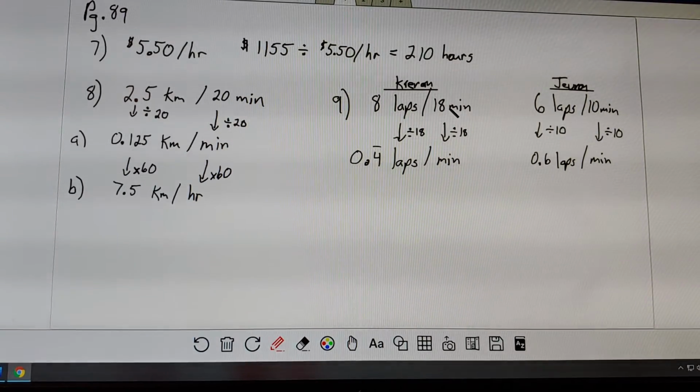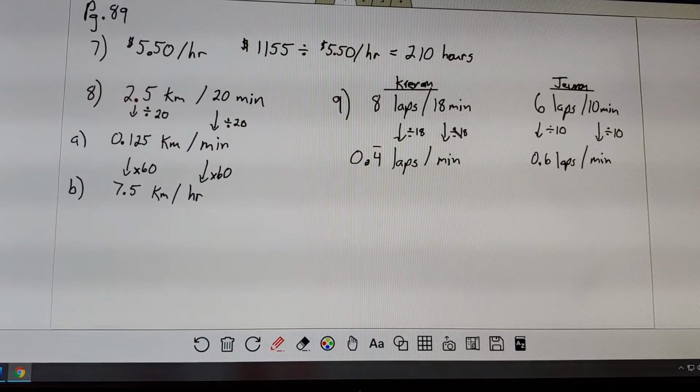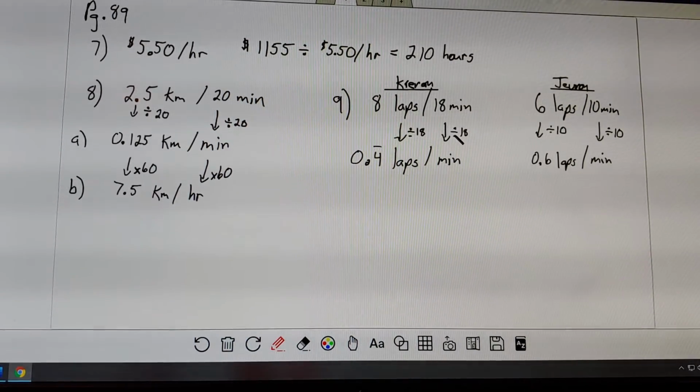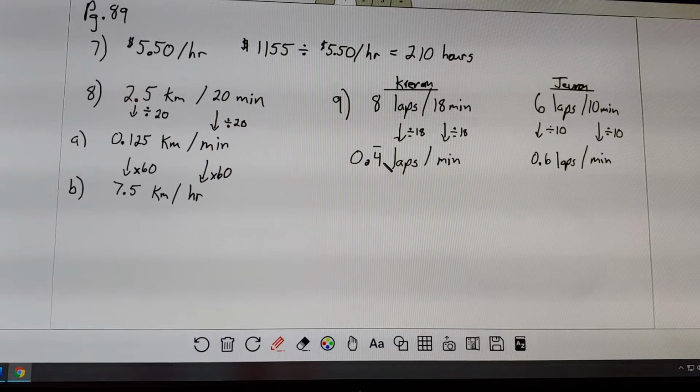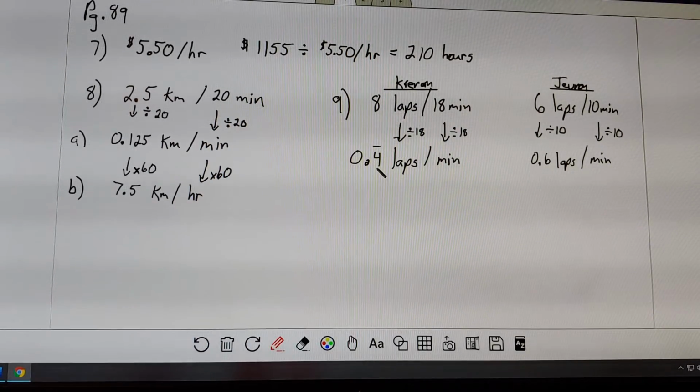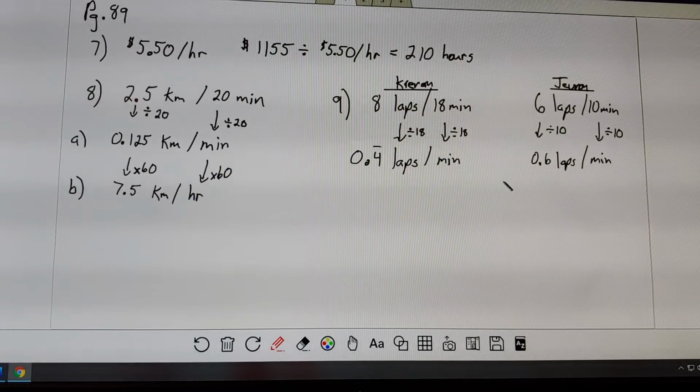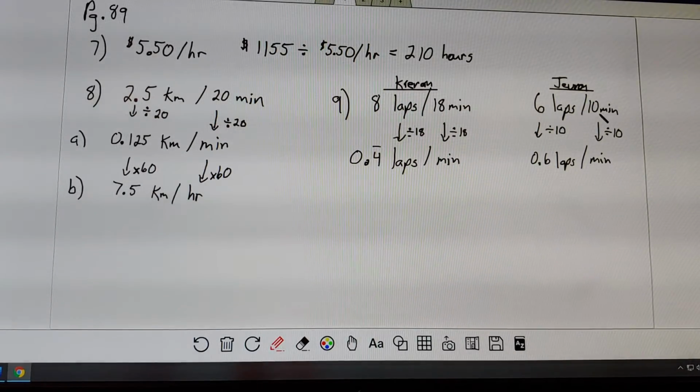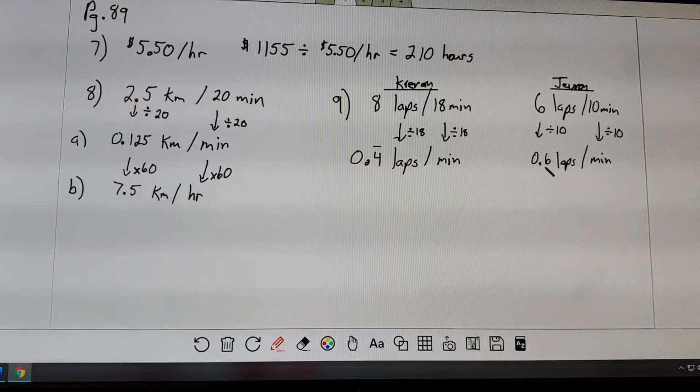Okay, so again, same idea. We know that we have 18 minutes. What do we do to get down to 1 minute? Well, divide by 18, do the same to our laps, and it would spit out 0.4 repeating laps per minute. Again, that's the repeating sign. For Javon, figure out how many laps per minute. It was 10 minutes. Divide by 10 gives us 1 minute. Divide that by 10, 0.6 laps per minute. So Javon was running faster.